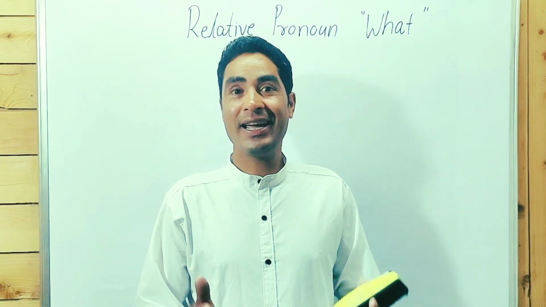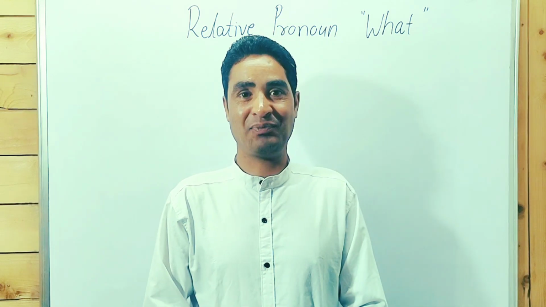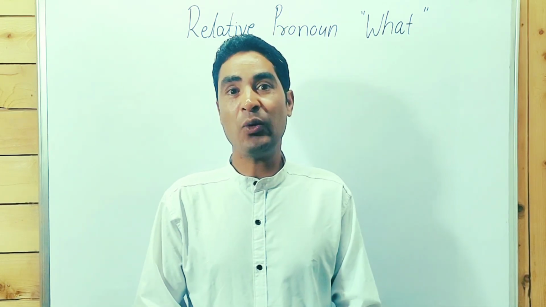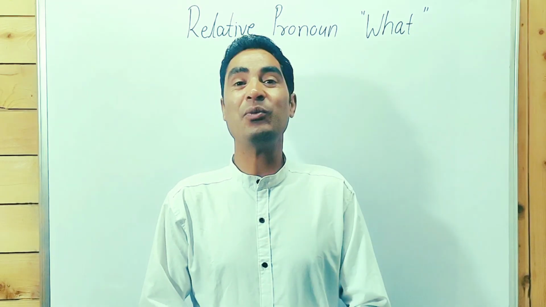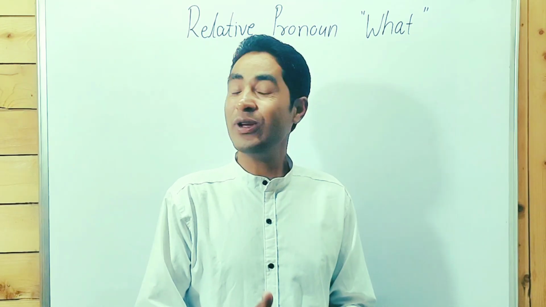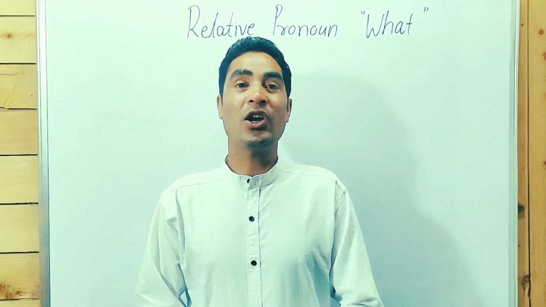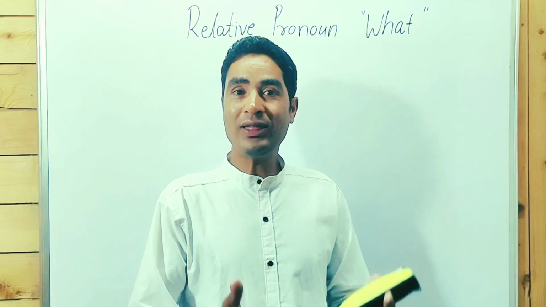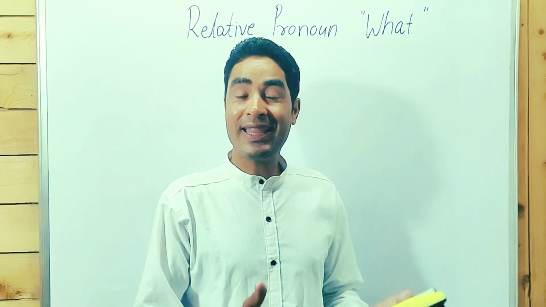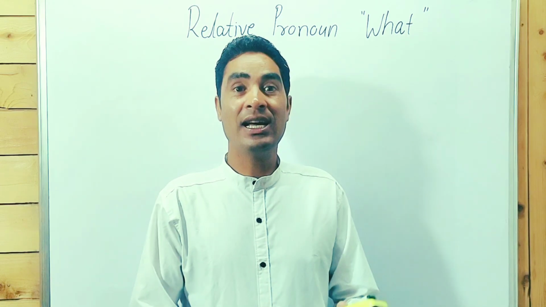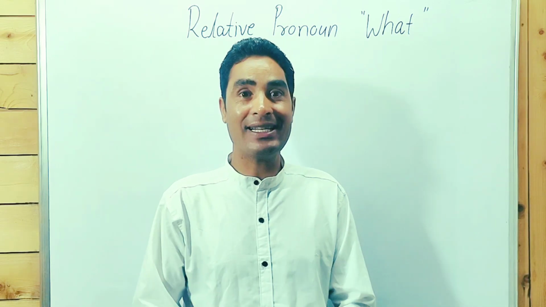That is used in 3 situations. Number 1, when we have 2 antecedents, one is a human being, the second one is a non-human being. In this case, we use the relative pronoun that, not who. As you know, who is used for human beings and which is used for non-human beings. If both the antecedents have been given in the sentence, in this case we have to use that as a relative pronoun. And second, with the superlative degree. With the superlative degree, we use that as a relative pronoun.